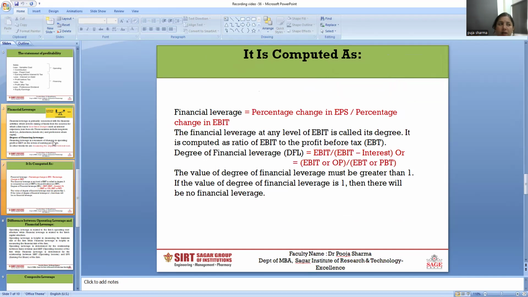It is computed with the help of this formula: percentage change in EPS divided by percentage change in EBIT. And degree of financial leverage can be calculated as EBIT divided by EBT. The value of degree of financial leverage must be greater than 1. If the value of the degree of financial leverage is 1, then there will be no financial leverage.